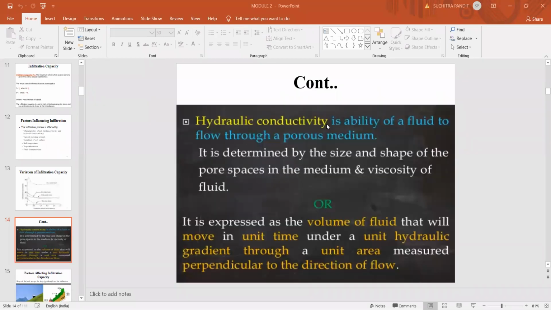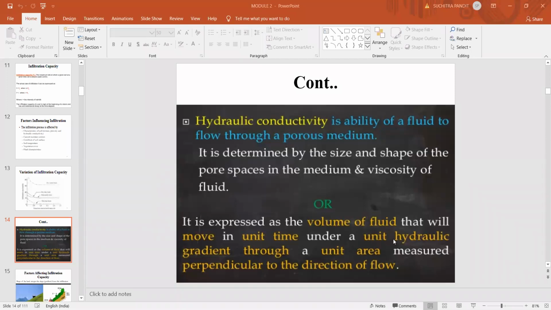Now, hydraulic conductivity is the ability of a fluid to flow through a porous medium under gravitational force. It is determined by the size and shape of the pore spaces in the medium and the viscosity of the fluid. The higher the temperature, the lower the viscosity; the lower the temperature, the higher the viscosity. So it is vice versa. Hydraulic conductivity mainly depends on the size and shape of the pore spaces in the soil medium and the viscosity of the fluid, or it is expressed as the volume of fluid that moves in a unit time under a unit hydraulic gradient.